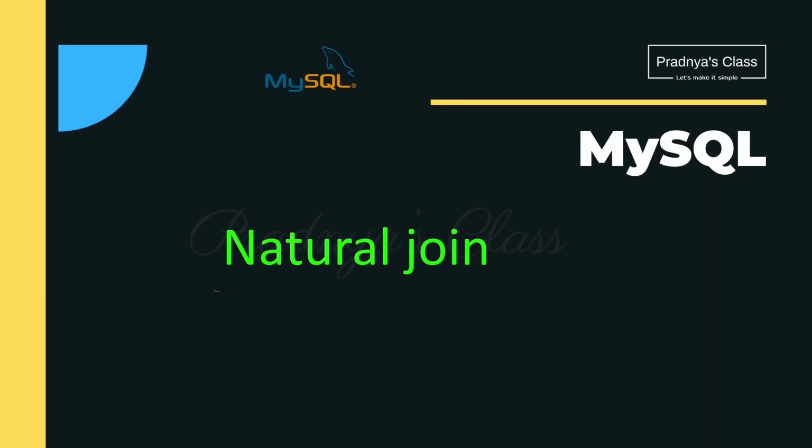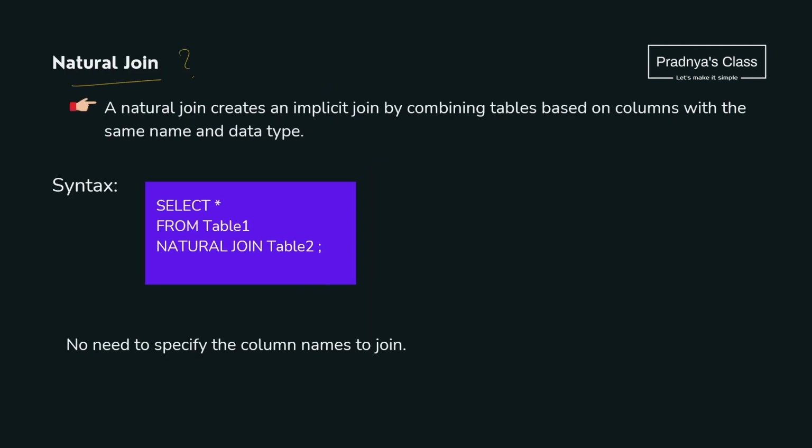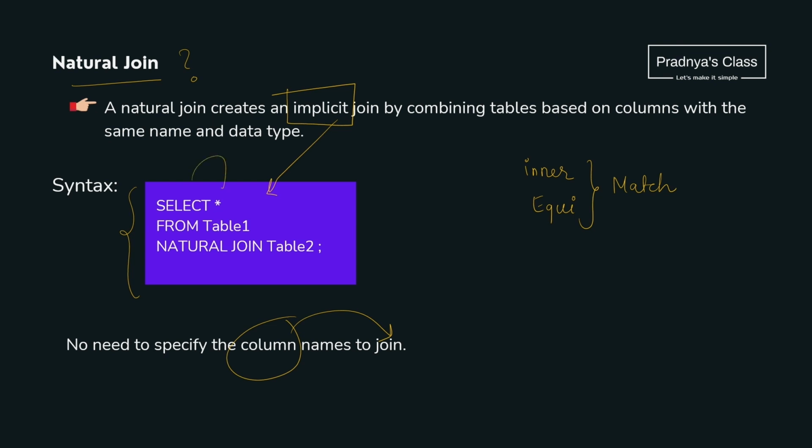Now we are at the last type of join, that is natural join. What is the natural join? Natural means naturally. Implicitly it will join both the tables based on the common column. That's why it is also just like inner join, or we can say equi join and non-equi join, because it gives only matching records. Why is it implicit? Because we are not mentioning any column for joining the tables. Look at the syntax: select star from table 1 natural join table 2.